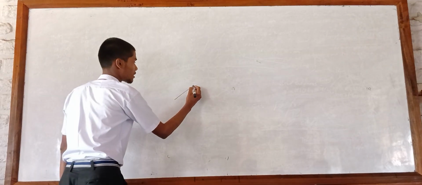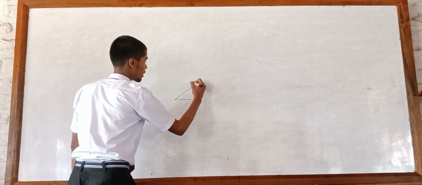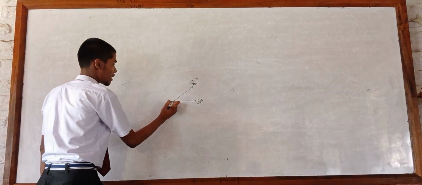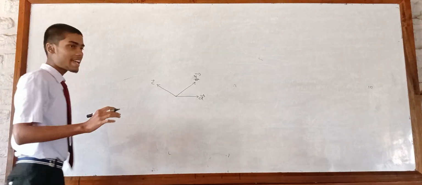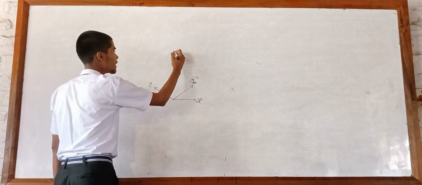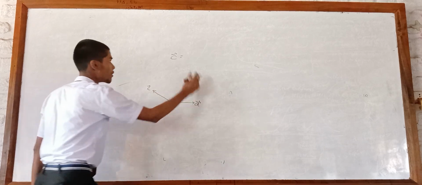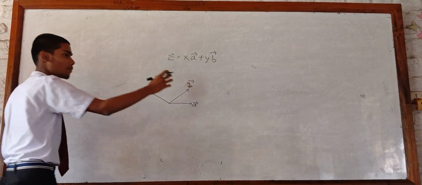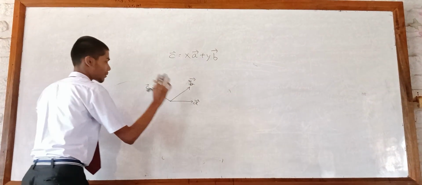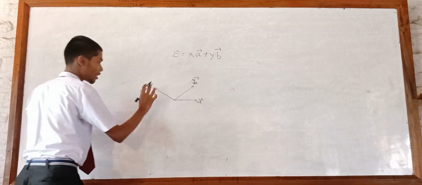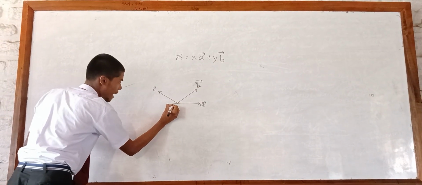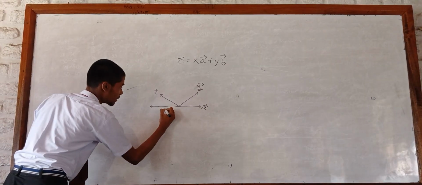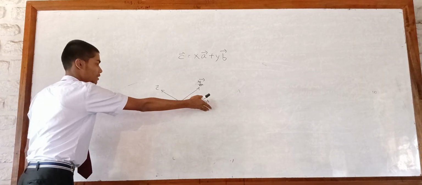Assume I have a vector A, another vector B, and a third vector C. My claim is that I can write the third vector C as a linear combination of the other two vectors. This is my claim, and I will prove it to you. For that I'll just reverse the direction of A, and this vector will become x times vector A. Obviously x will be negative because the direction of this vector and this vector is just opposite.